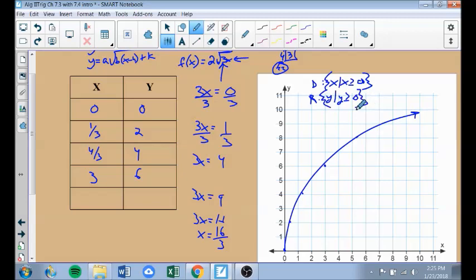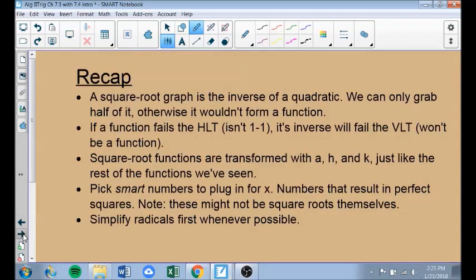Let's recap. A square root graph is the inverse of a quadratic. We can only grab half of it, otherwise it wouldn't form a function. So here's a quadratic, here's the inverse of it, but we just want the top half, we get rid of the bottom half. If a function fails the horizontal line test, if it isn't 1 to 1, its inverse will fail the vertical line test. It won't be a function.